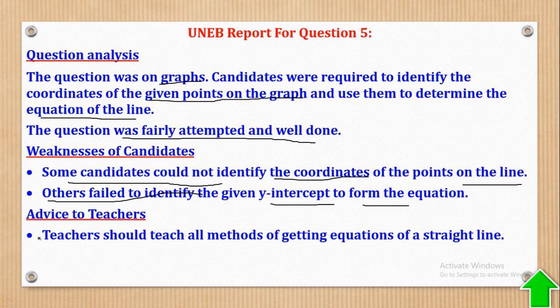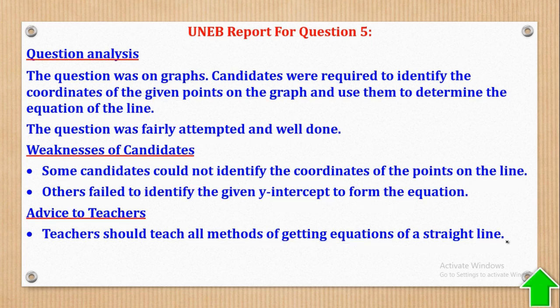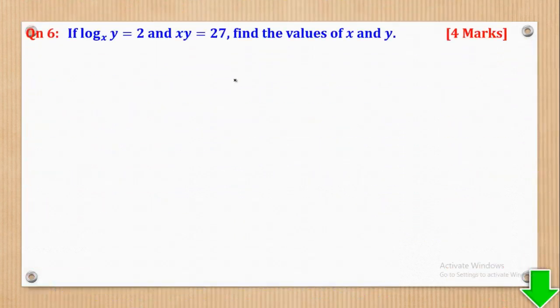So advice to teachers is that teachers should teach all methods of getting equations of a straight line. So there are various methods when given 2 points, or when given a point and a gradient, or when given a point and another parallel line. So there are various methods to get the equation of a straight line. So teachers must teach to learners all those methods. So that was question 5.